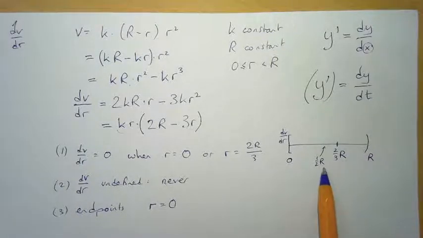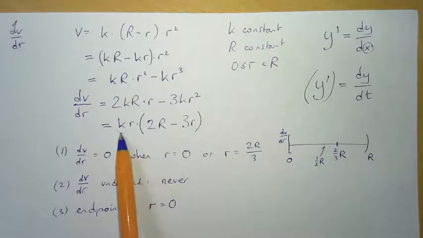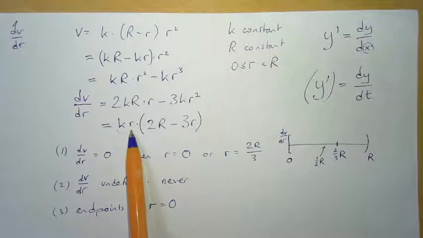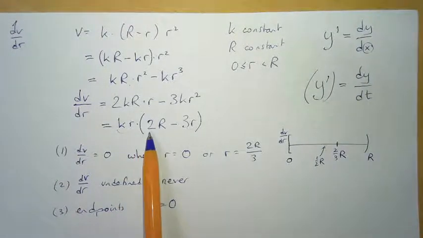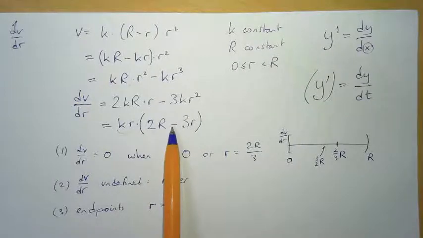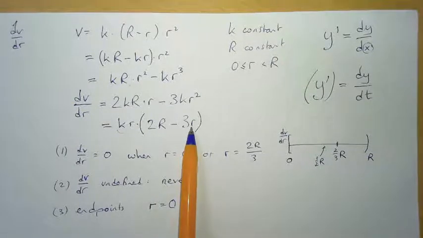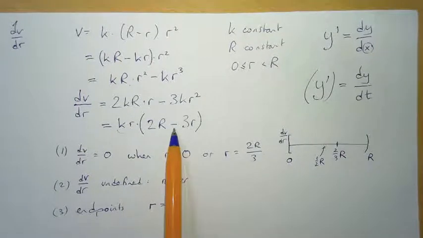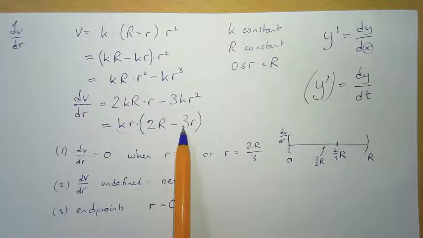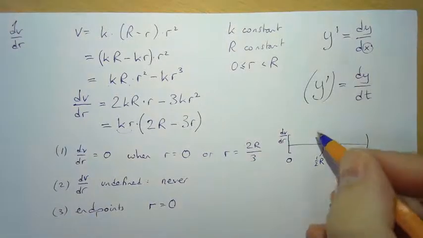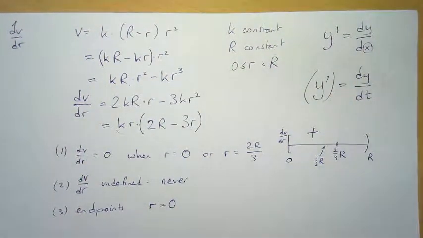So let me see what happens when I plug it here. This is positive, and now I have 2 capital R minus 3/2 capital R, because r is equal to 1/2 capital R. So 2 capital R minus 1.5 capital R, this is positive. So I have positive times positive, that's positive. Think about it, and you'll figure out how it works.